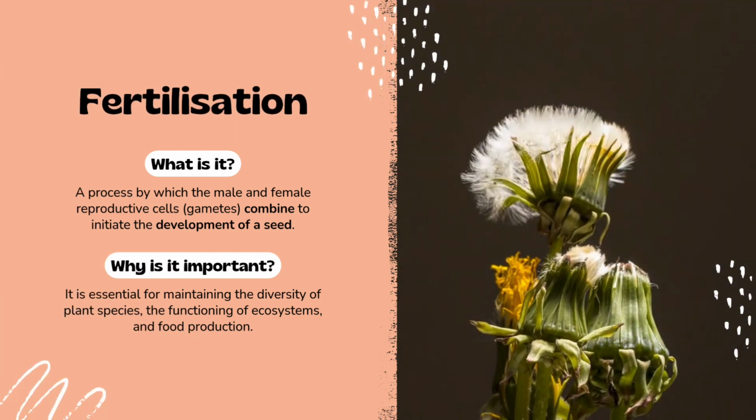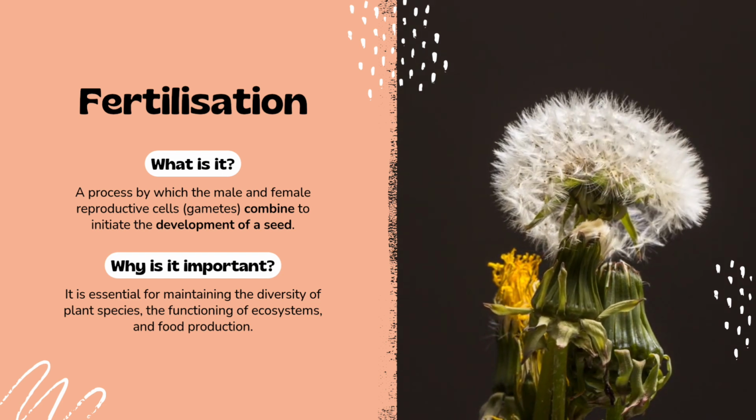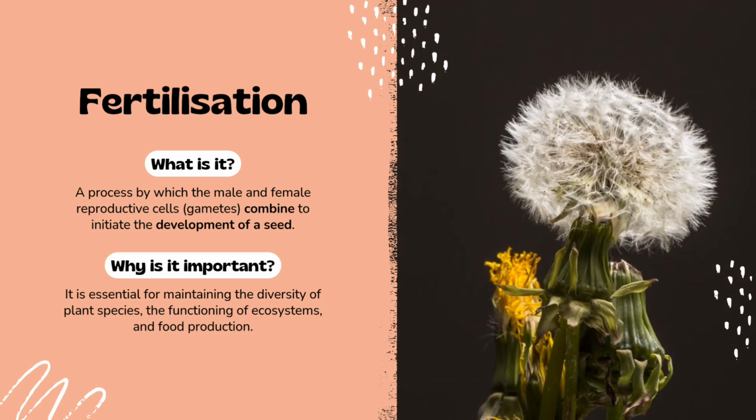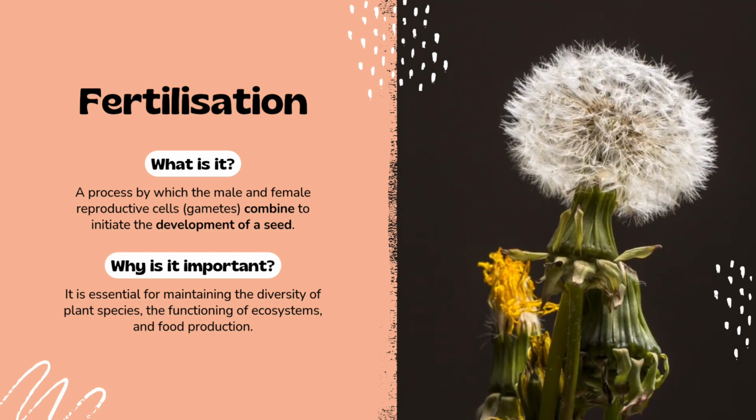Fertilization. What is it? A process by which male and female reproductive cells, gametes, combine to initiate the development of a seed. Why is it important? It is essential for maintaining the diversity of the plant species, the functioning of ecosystems, and food production.